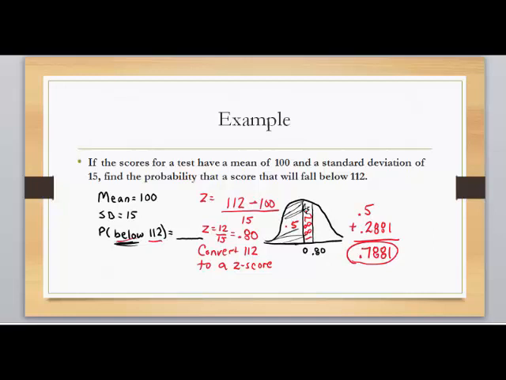This is the same kind of probability that we talked about in Chapter 4. So remember that these numbers can be any number between 0 and 1. So this is like saying there's a 78.8% chance that your score is below 112.